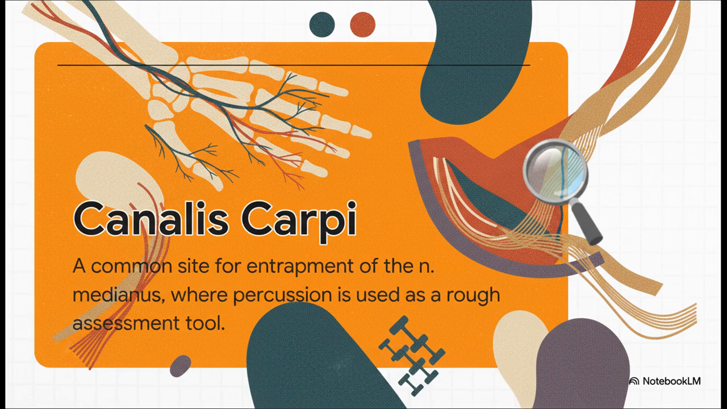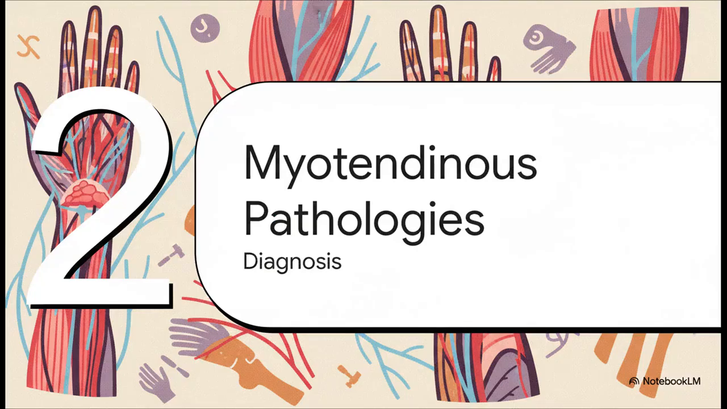Now, here we have the absolute classic clinical example for this. Assessing the median nerve, or the medianus, in the carpal tunnel, which is also known as the canalis carpi. Tapping over the spot to get that familiar tingling, that paresthesia, is the perfect application of this whole percussion technique. Okay, so let's move on to our next section.